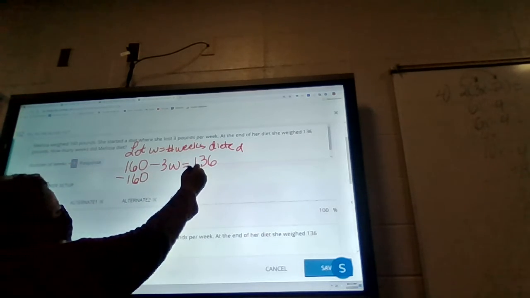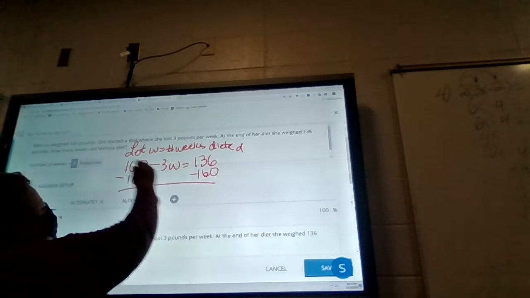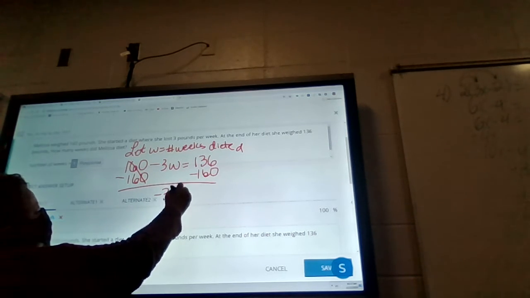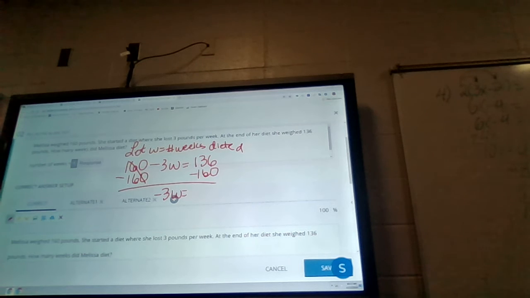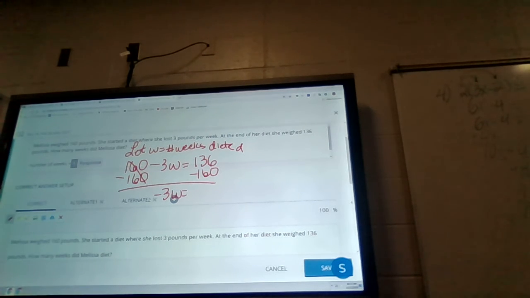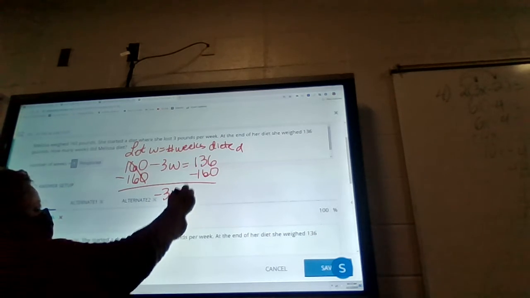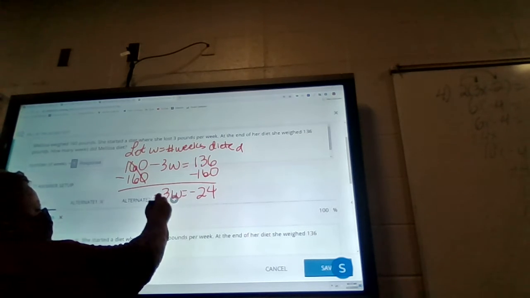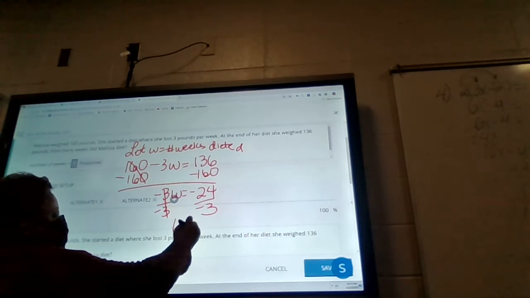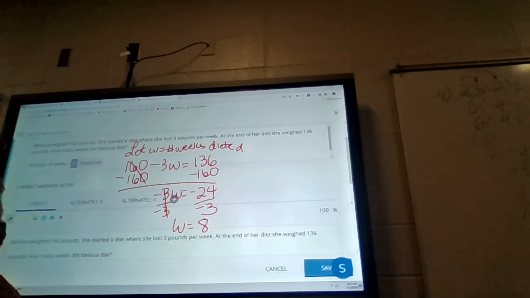Okay, so then I'm going to subtract 160 from each side. Somebody do 136 minus 160 on your calculator for me. What is it? Negative 24. Okay, then we're going to divide both sides by negative 3. So she dieted for 8 weeks.